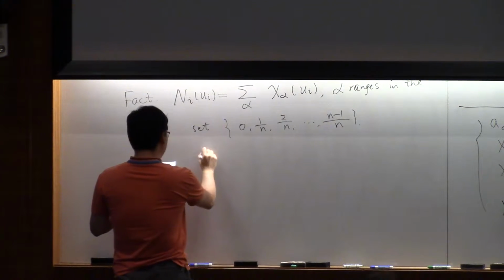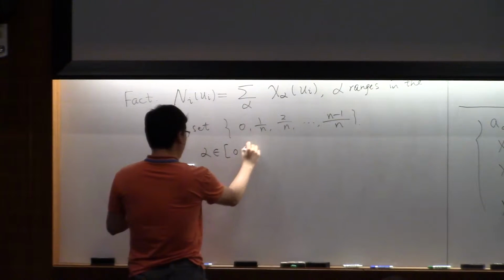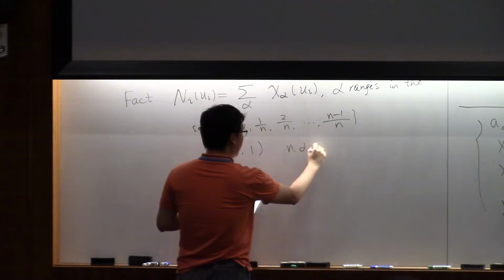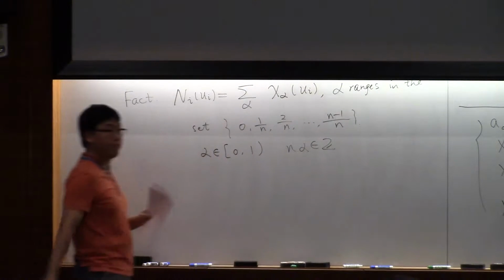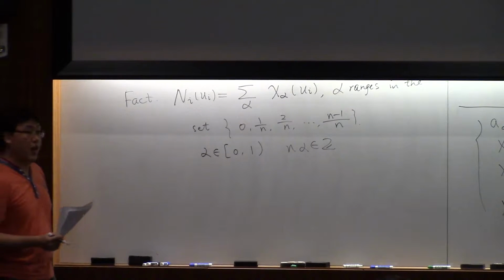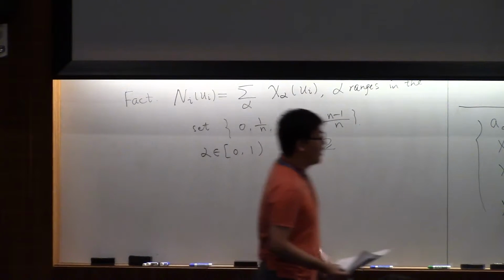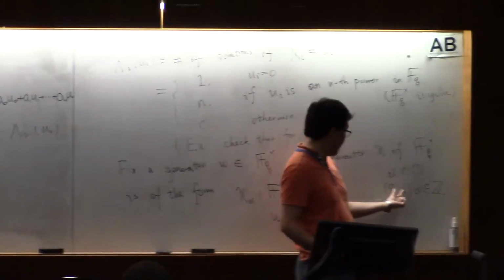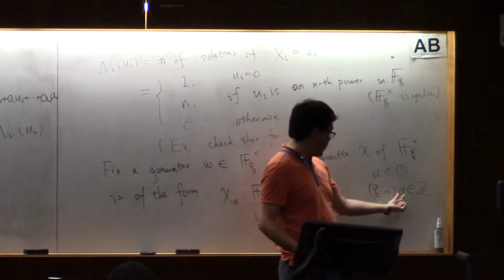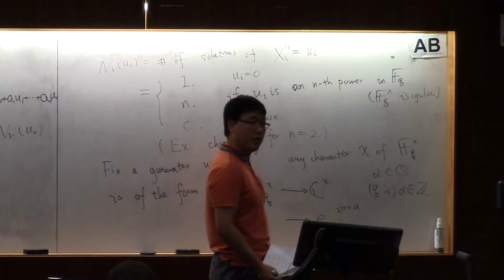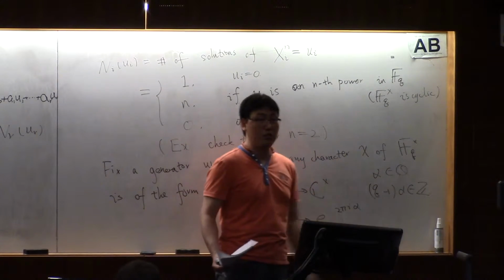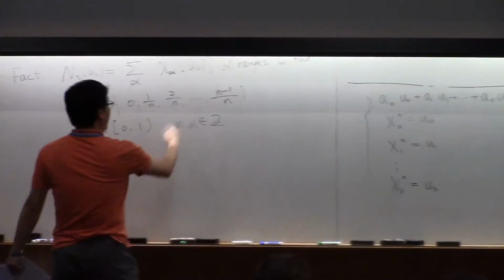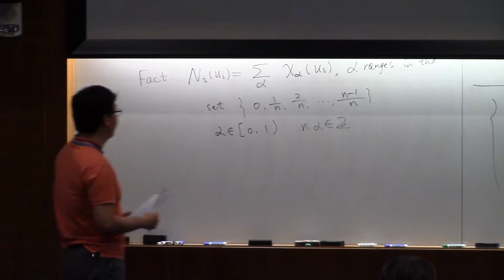Or in other words, this alpha should be between 0 and 1, and if you multiply alpha by the integer n, it must be an integer. So you do not consider all the possible alphas. You only consider those alpha which, if you multiply by n, you get an integer. Because n is a factor of q minus 1, you really consider a subset of those alphas.